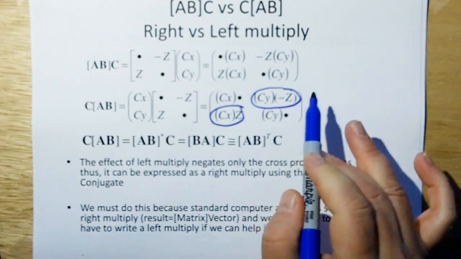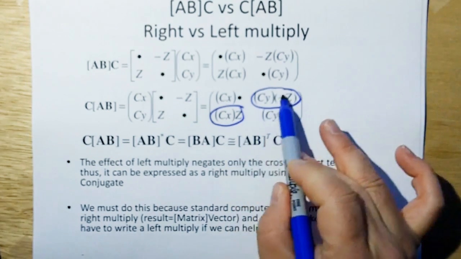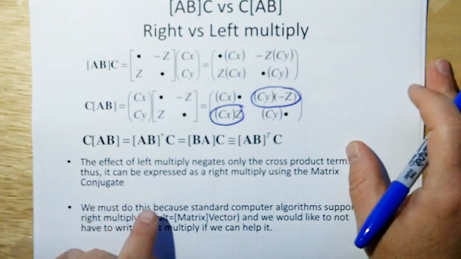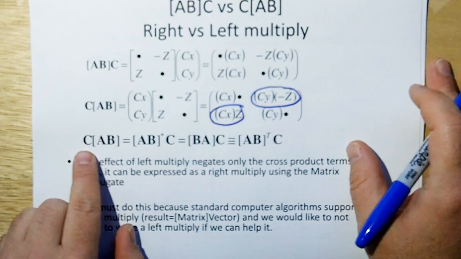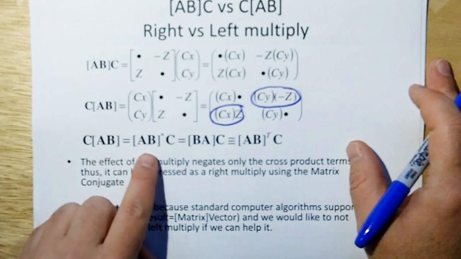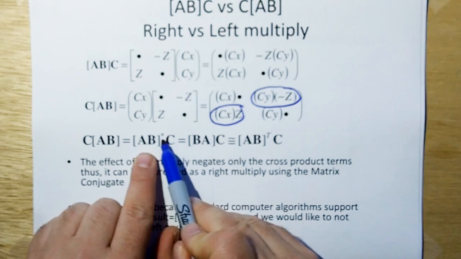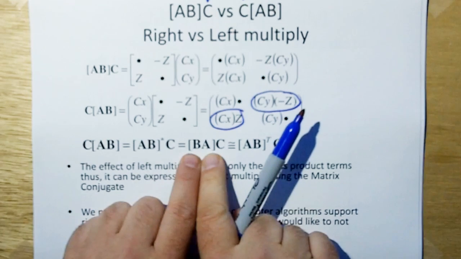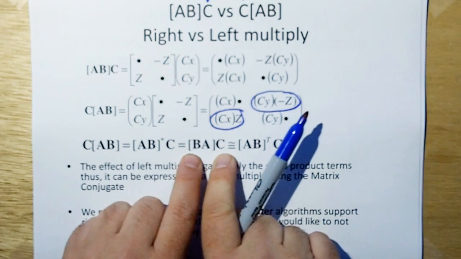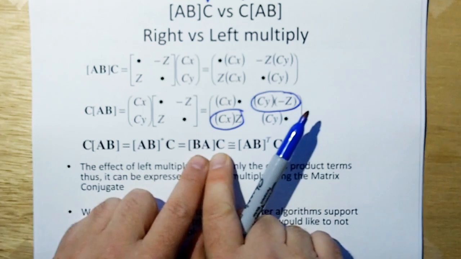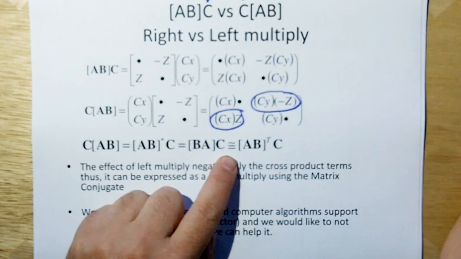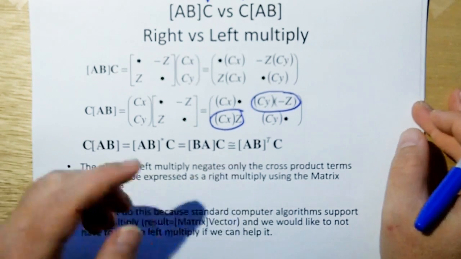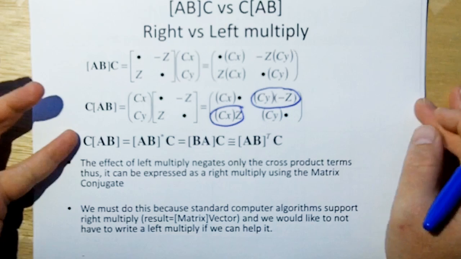Okay, and you can go through the rule set and find that out yourself, that only the cross product components are going to be negated when you multiply C from the other side. Therefore you can say that the left multiply of C into matrix AB is the same as the matrix conjugate times the right multiply of C. You can also look at it as you just transpose B and A and multiply by C, which is probably the simpler way to look at it. Because we're always going to be using square matrices, you can use AB transpose times the right multiply of C. This way we can turn a left multiply into a right multiply.